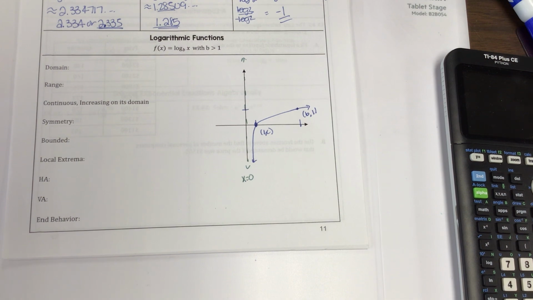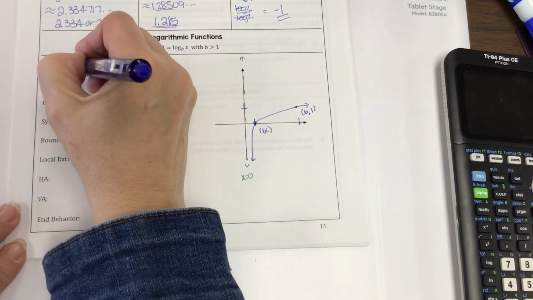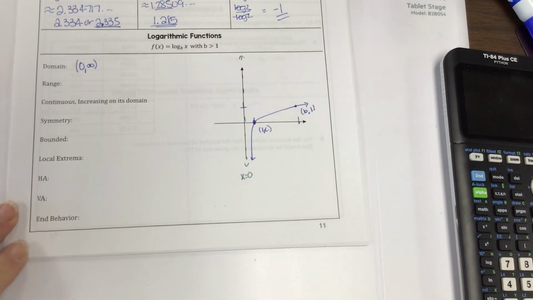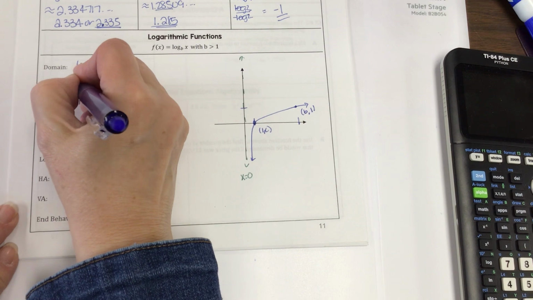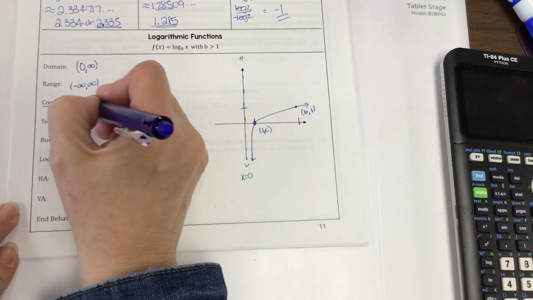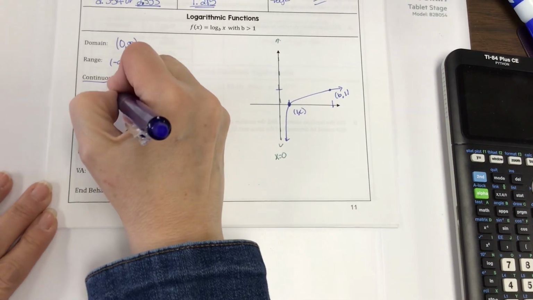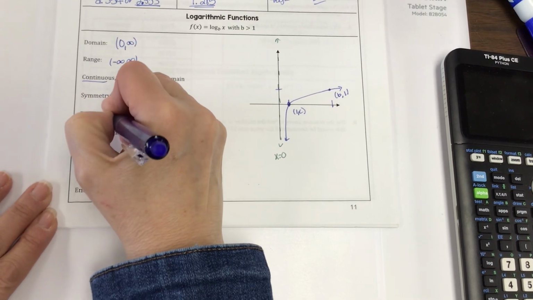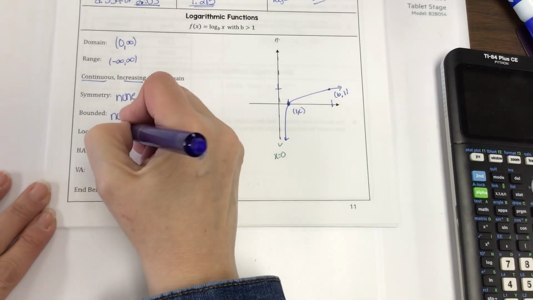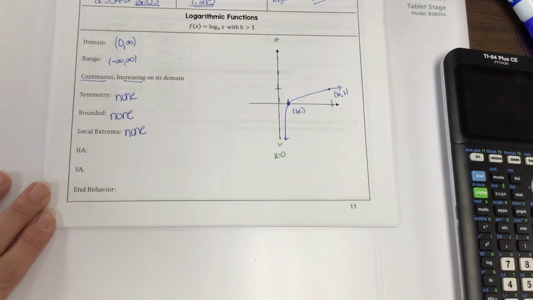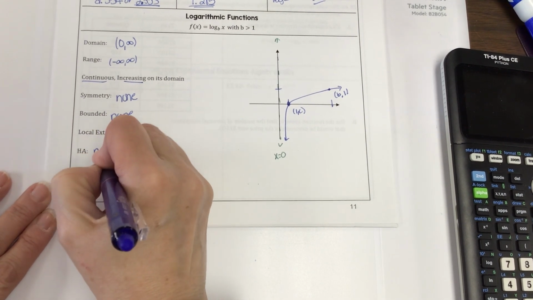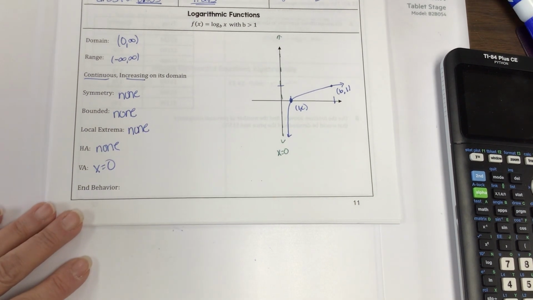Okay. Our domain of every logarithmic function that hasn't been translated is going to be from 0 to infinity. And our range is going to be all real numbers. It is continuous and increasing on its domain. There is no symmetry. It is not bounded. There's not going to be extrema. You're not going to have a horizontal asymptote, but we will have a vertical asymptote.